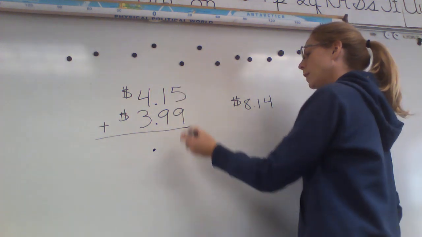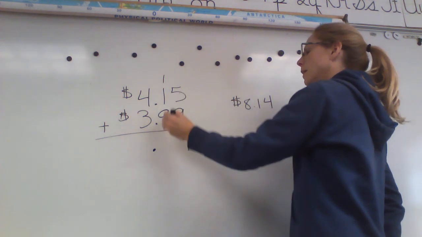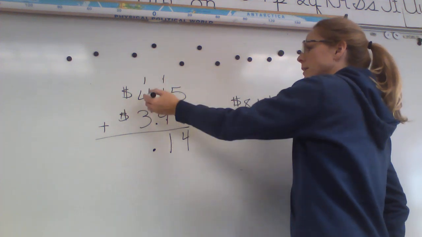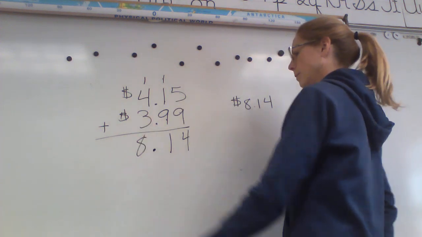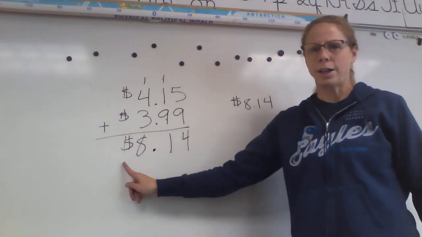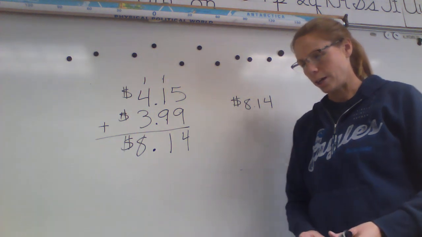9 plus 5 is 14. 9, 10, 11, just carry. 7 plus 1 is 8. All right, please remember to put in the $ with your answer to show that it's money.